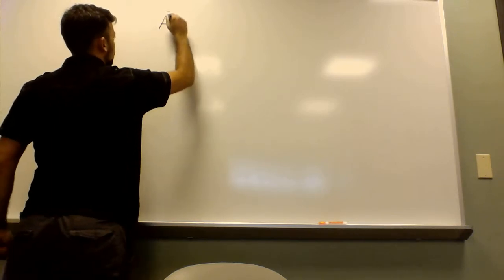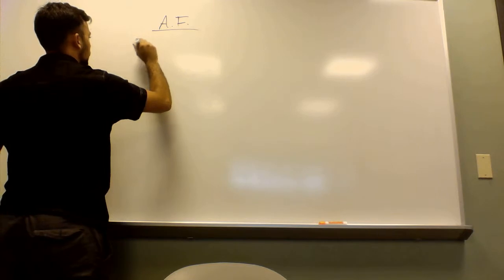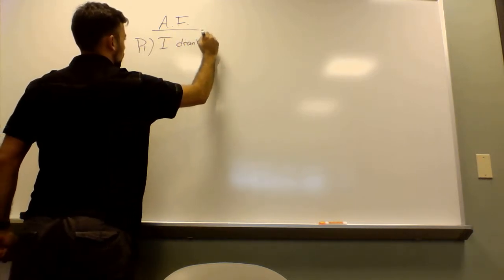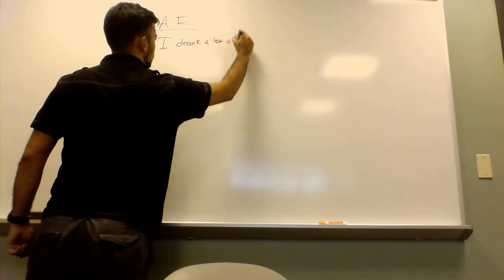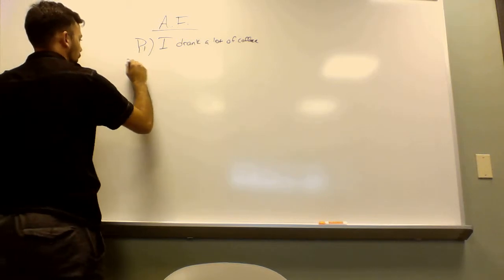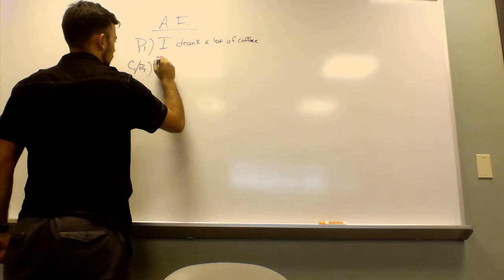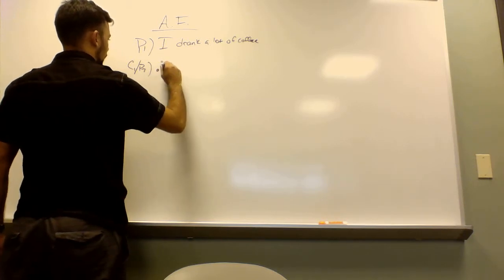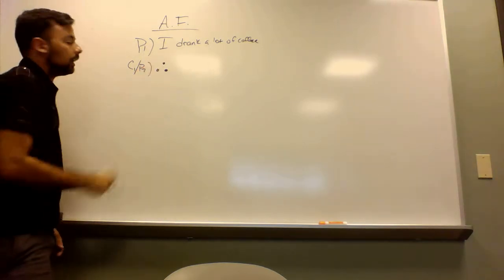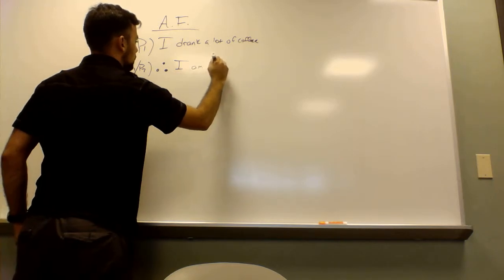So we have the narrative form. Let's put it in argument form. So premise 1 is, I drank a lot of coffee. So conclusion 1 / premise 2, therefore, if you guys have taken math, you know the 3 dots means therefore. Therefore, I am super hyper.